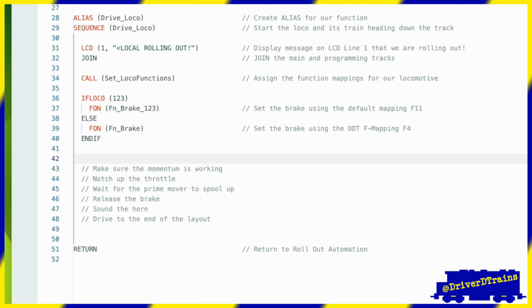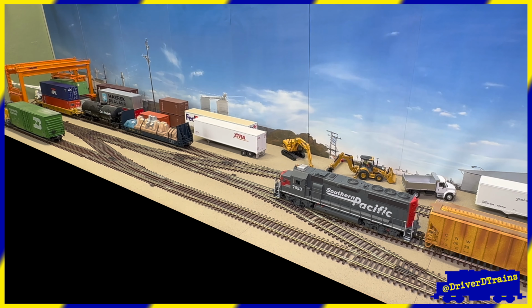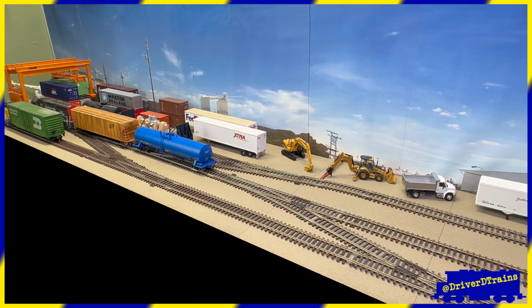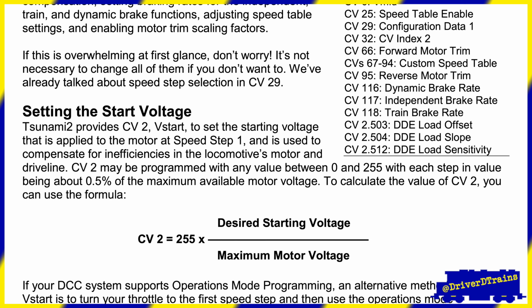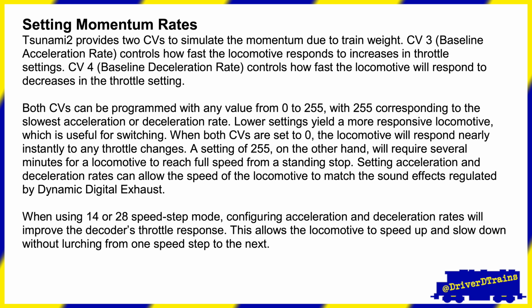Let's add a short 100 millisecond delay to make sure the brake is really set before we continue. To do this, we'll use the EX-RAIL DELAY command and enter the number of milliseconds we want to wait in parentheses. Now I mentioned that we don't want the locomotive to take off like a rocket when we release the brake, so it's important that we make sure that the momentum is working.